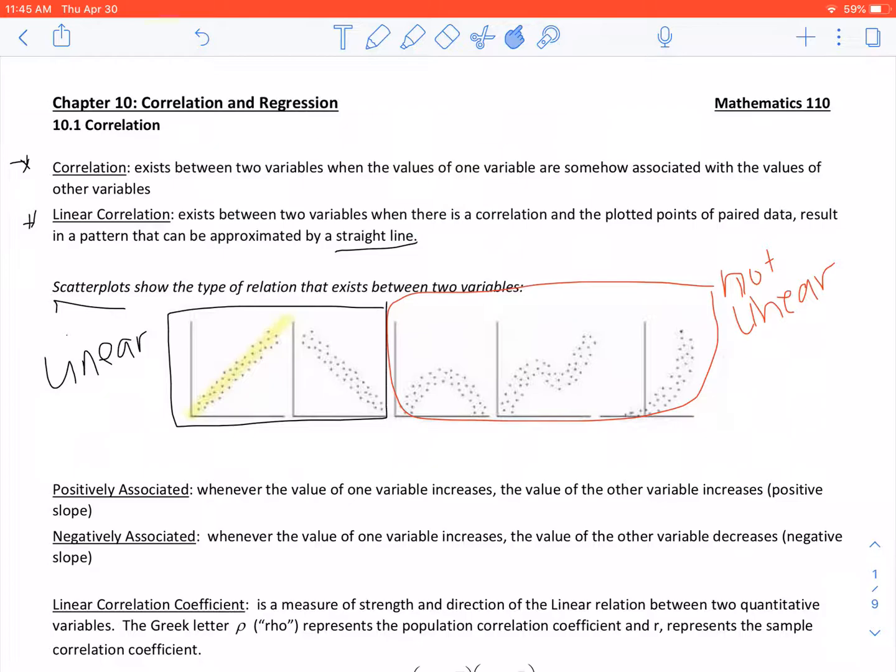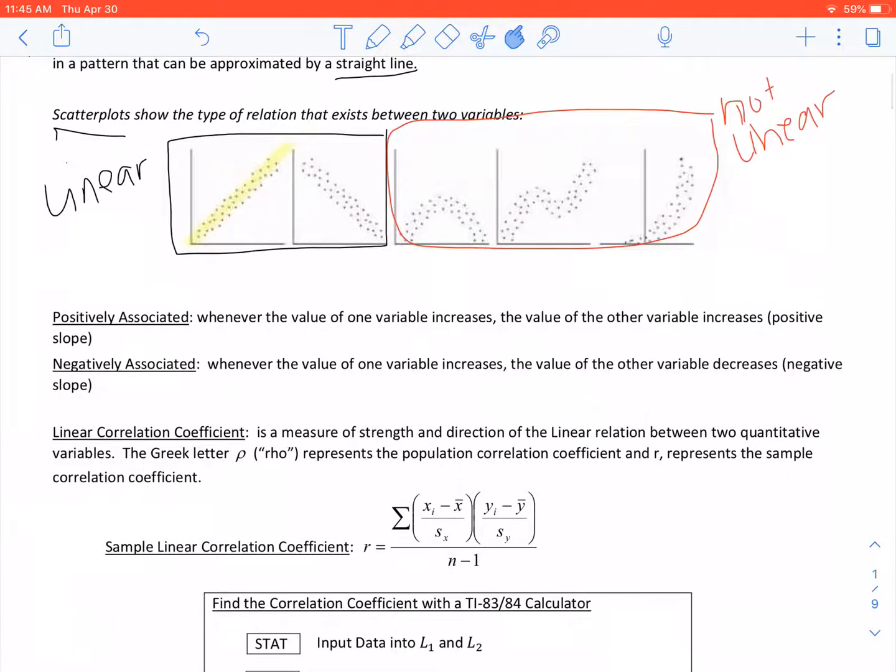So those first two graphs, you'll notice that one is rising and one is falling. The one that's rising has positive slope. The one that's falling has negative slope. So, stuff from algebra. Positively associated is whenever the values of one variable increase, the values of the other variable increase. This is also considered positive slope for those of us from algebra. Negatively associated is where the values of one variable increase, the values of the other variable decrease, and we have negative slope.